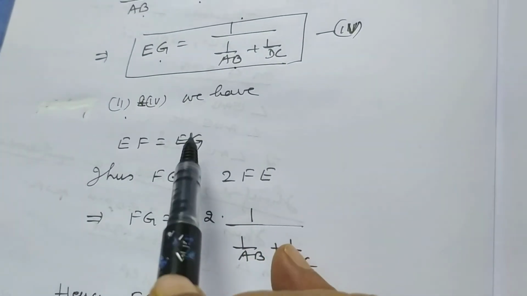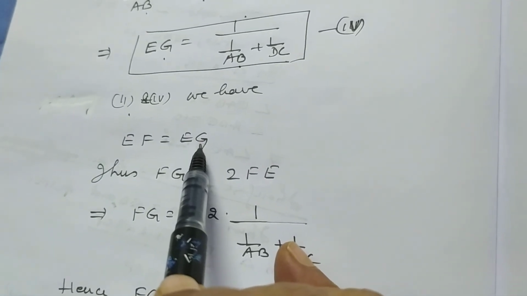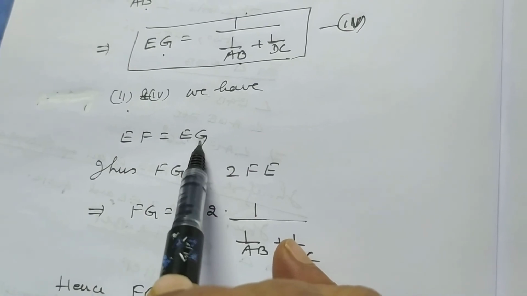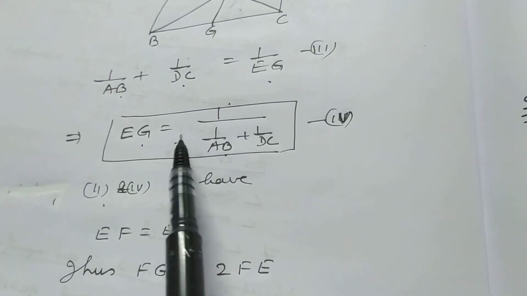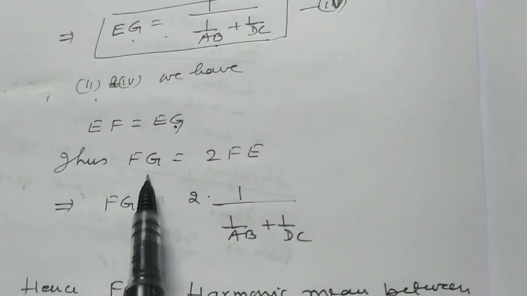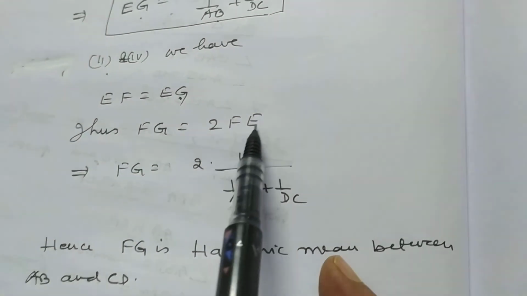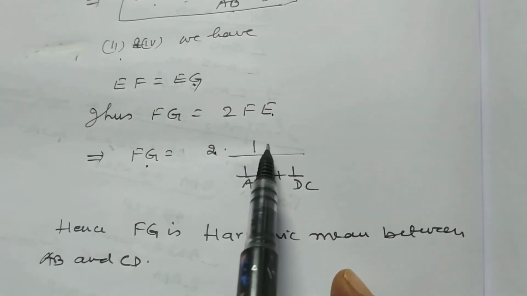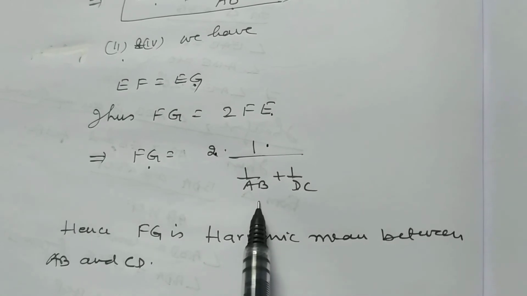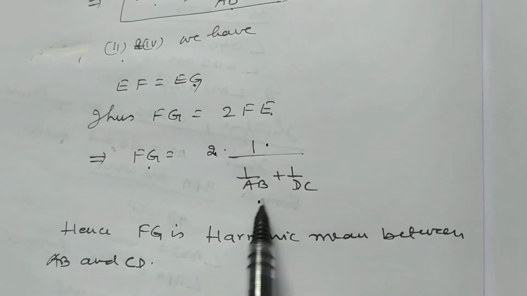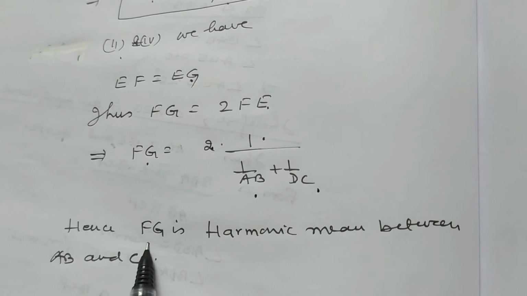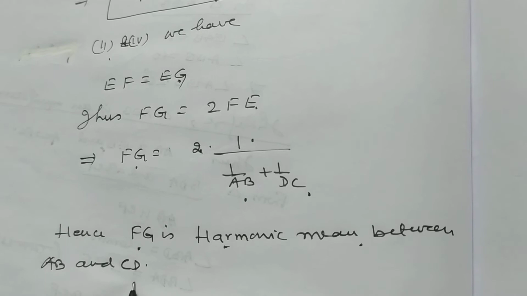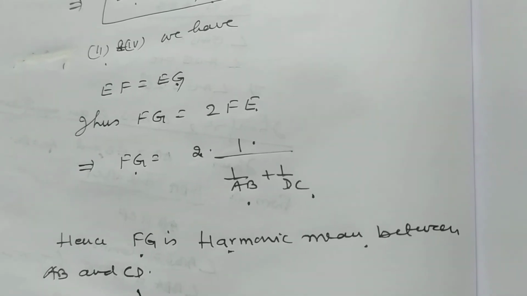Now EF is equal to EG. So we have FG equal to twice EF. So FG is equal to 2 into, putting the value of EF, 1 by (1/AB plus 1/DC). Hence, FG is the harmonic mean between AB and CD.